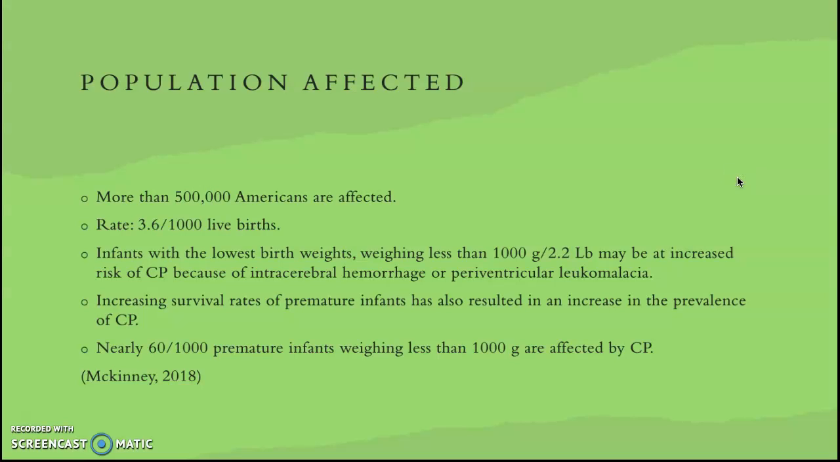Population affected. More than 500,000 Americans are affected. The rate of CP is 3.6 out of 1,000 live births. Infants with the lowest birth weights, weighing less than 2.2 pounds, may be at increased risk of CP because of intracerebral hemorrhage or periventricular leukomalacia. Increasing survival rates of premature infants has also resulted in an increase in the prevalence of CP. Almost 60 out of 1,000 premature infants weighing less than 1,000 grams are affected by CP.